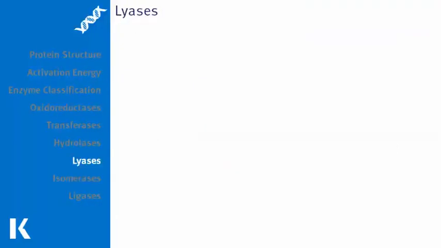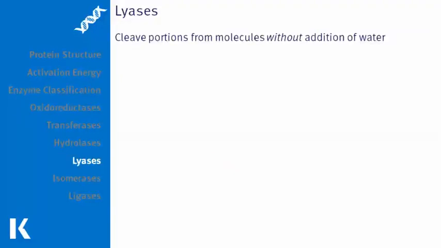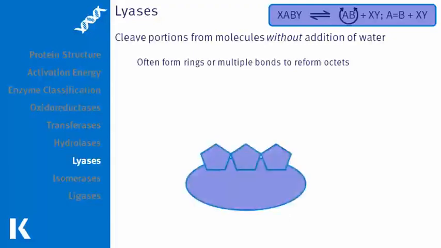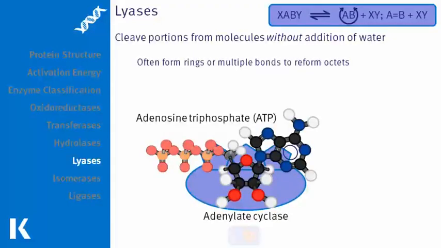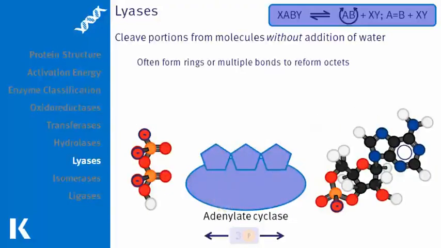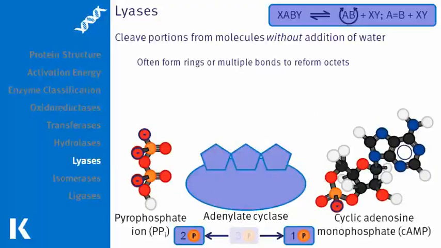We just covered enzymes that split molecules with the help of water. Lyases are enzymes that split molecules without water. When these portions are broken off, they tend to form rings or multiple bonds in order to re-establish the octet of electrons around each atom. Let's look at an example. Here we have adenylate cyclase catalyzing the lysis of ATP. Two of those phosphate groups break off, yielding inorganic phosphate, but the final phosphate group remains attached to the adenosine. We actually get a cyclic structure called cyclic adenosine monophosphate, more commonly known as cyclic AMP.